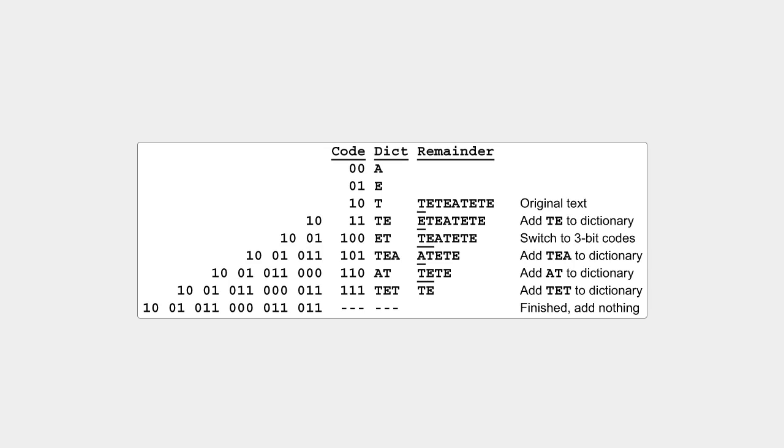Let's look at an example. Let's encode the word tête-à-tête using this algorithm. Suppose the dictionary starts off with the single letters A, E and T using 2-bit codes. Let's follow the dictionary as it gets built. At each stage, the bit strings to the left show the encoded word, while the letters to the right show the remaining portion of the word.